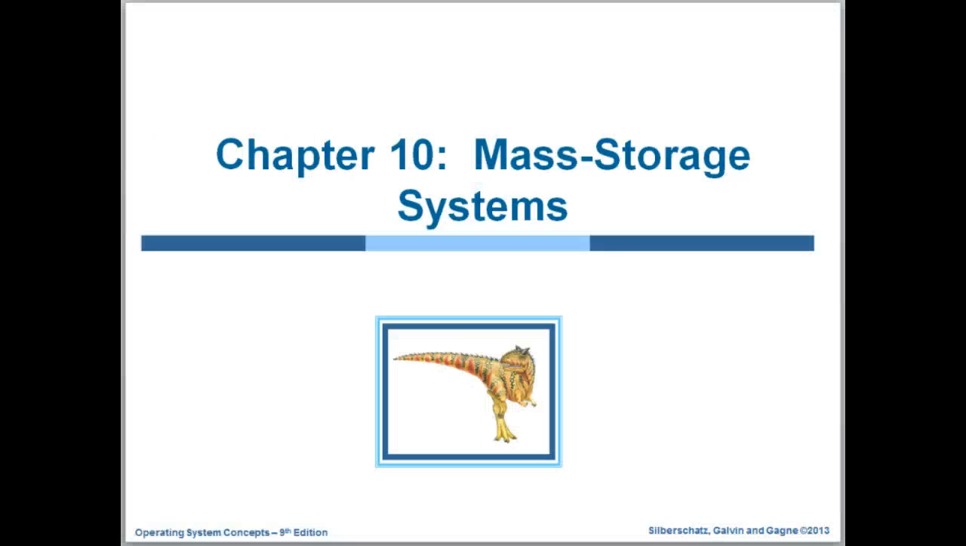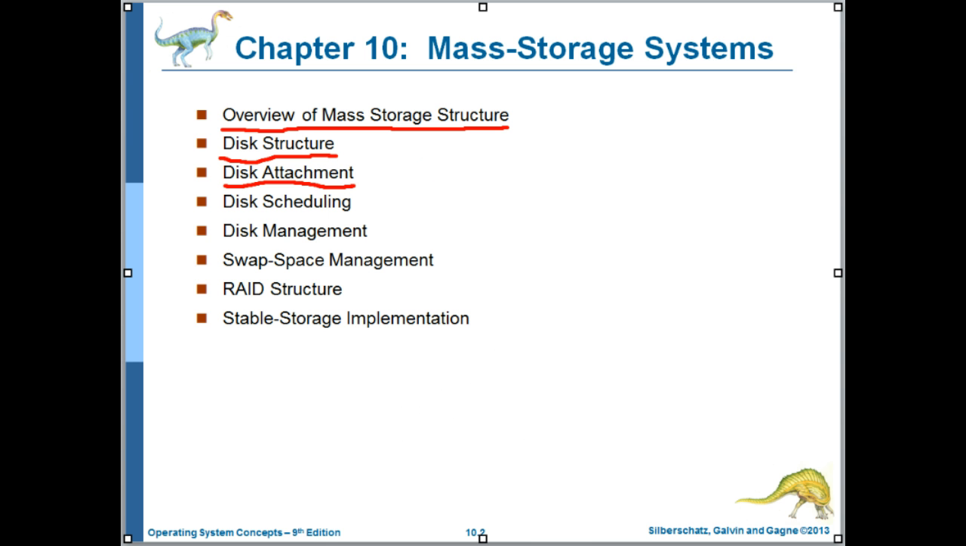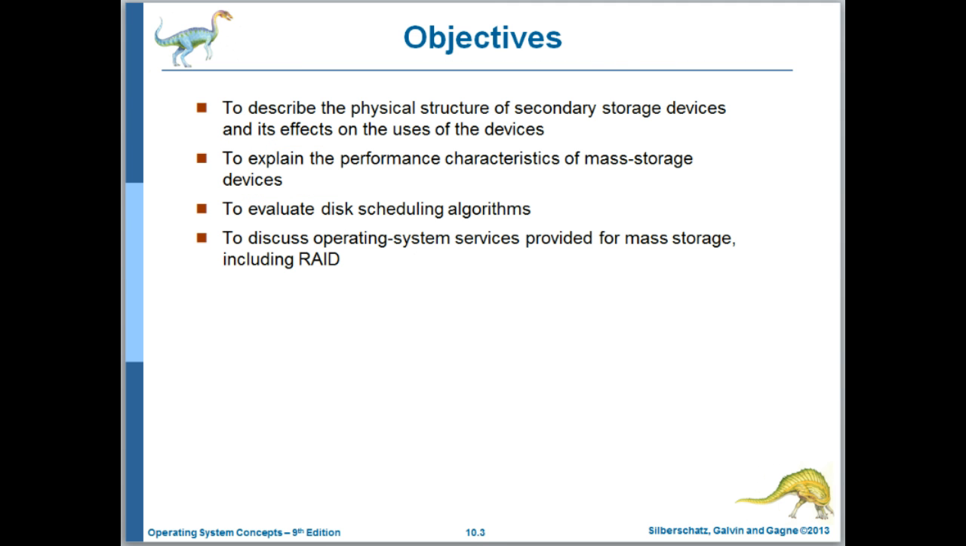Good morning, class. So we finished memory management, and now we move on next to mass storage systems, commonly known as secondary storage. So here are today's topics: overview, structure of mechanical disks, and how disks interface to the system. We're going to skip disk scheduling. And here are the chapter objectives.